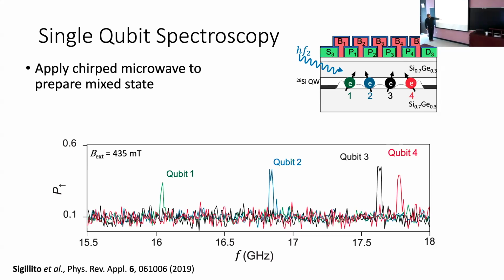And I'm going to find that qubit 1 has a little peak at around 16 gigahertz. Qubit 2 has a peak at like 16.7, and qubits 3 and 4 are a little closer together, at around 17.7, 17.9 gigahertz.